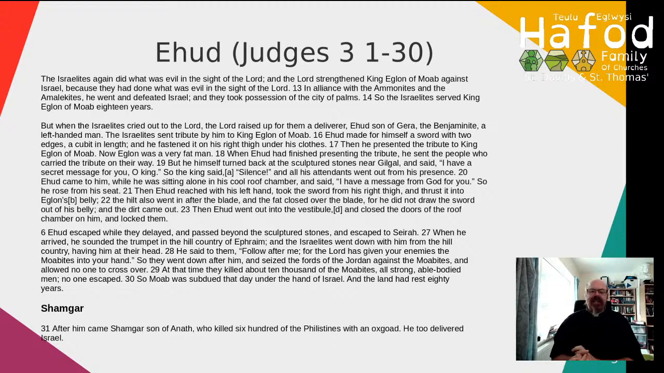Then Ehud reached with his left hand, took his sword from his right thigh, and thrust it into Eglon's belly. I love this description. The hilt also went in after the blade, and the fat closed over the blade, so he did not draw the sword out of the belly, and dirt came out. Now that's just a vile image, but quite powerful. And then Ehud went out to the vestibule, closed the door, and locked the door behind him.